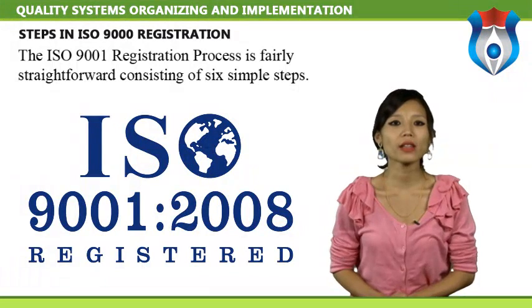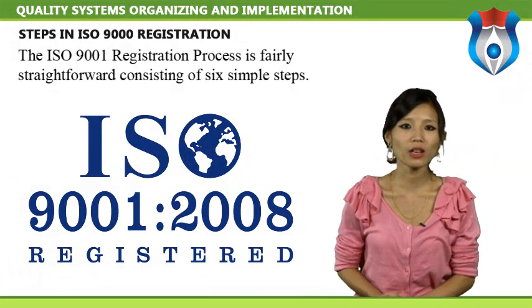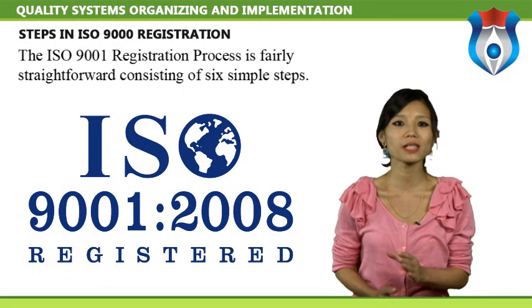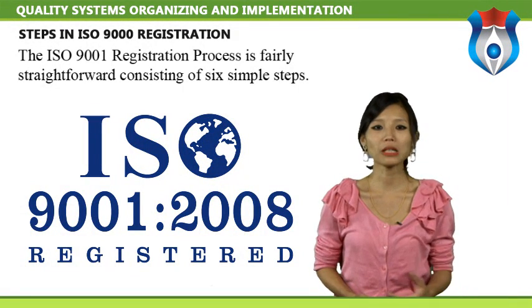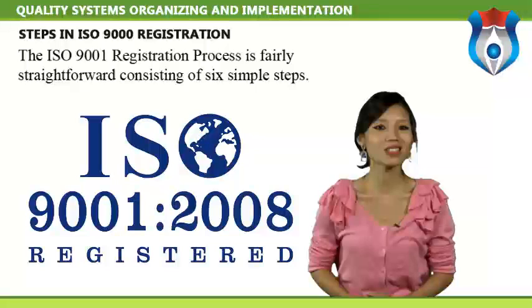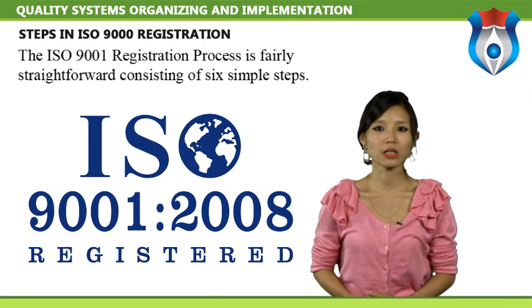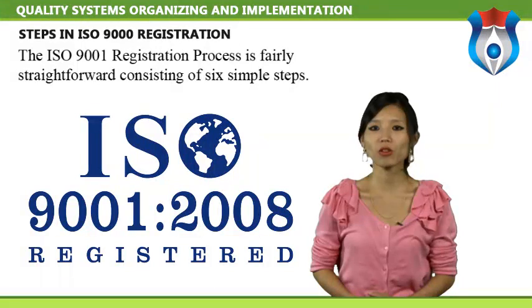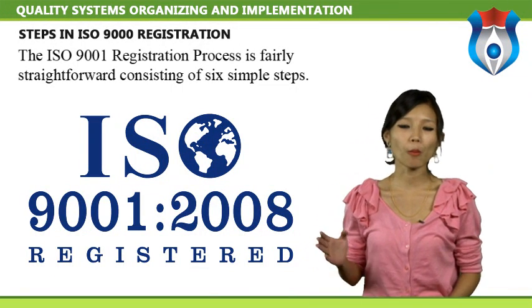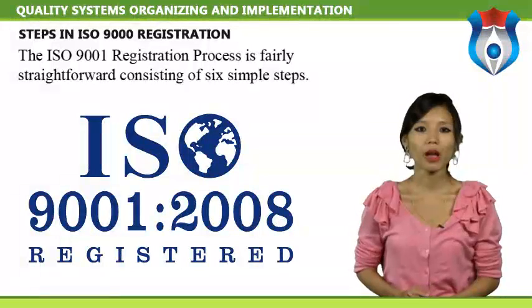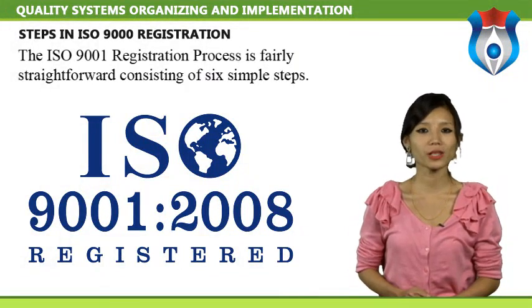Let us discuss the steps in ISO 9000 registration. The ISO 9001 registration process is fairly straightforward, consisting of 6 simple steps. Normally, the registrar is selected while the system is still being developed and implemented. The registrar will communicate any specific requirements that it may have or that the accreditation body may have imposed. The registration process consists of 6 steps.